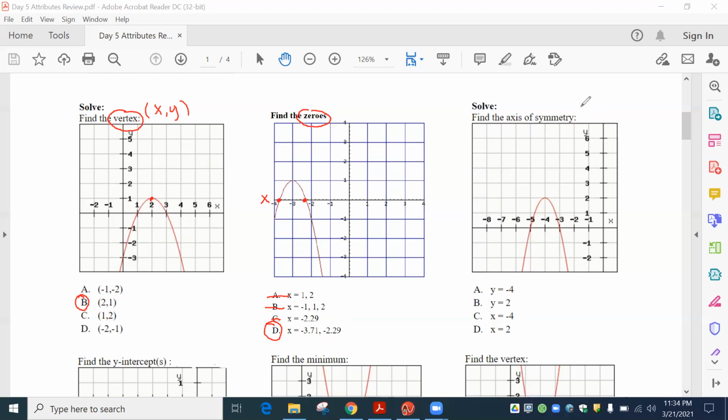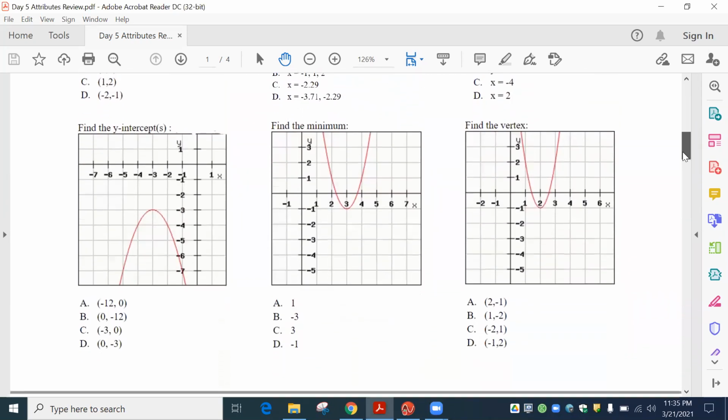All right, once again, axis of symmetry is always x equals, so we can eliminate those two. Symmetry is when it splits it in half. So we draw that line, splitting it in half. The two sides look like each other, and we hit the number -4. So you can see these are really easy. We just have to know what they mean.